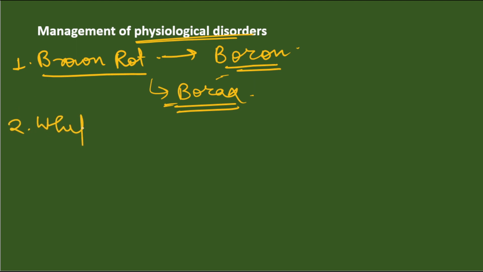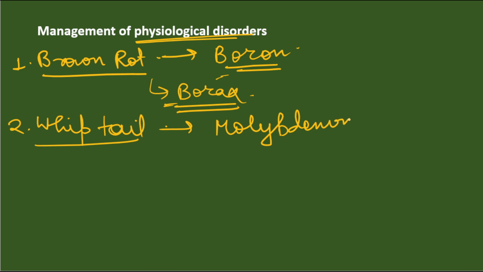The second physiological disorder is whiptail. It is due to molybdenum deficiency. You will always see that molybdenum deficiency is more seen in acidic soils. So it is due to this molybdenum deficiency, and here we need to apply sodium molybdate.